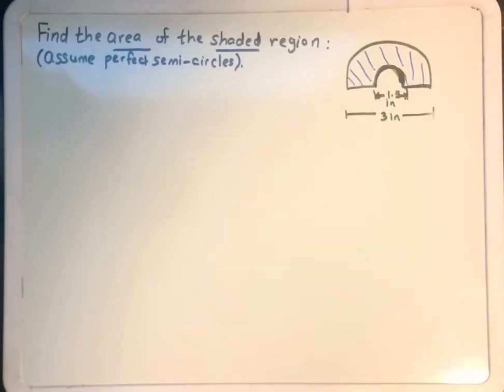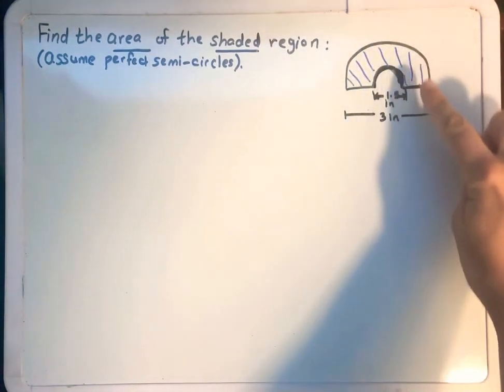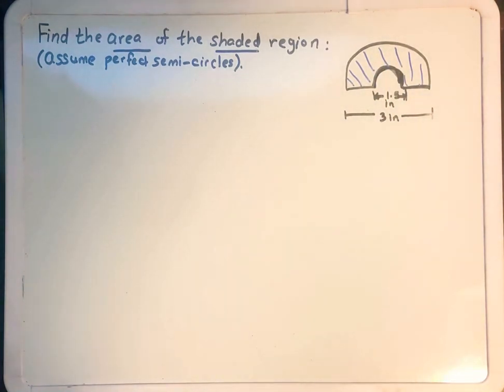In this video, I wanted to make an example problem that is difficult for many students, where it asks you to calculate the area of the shaded region, and then it gives you a figure where it's basically two different areas that you need to subtract.